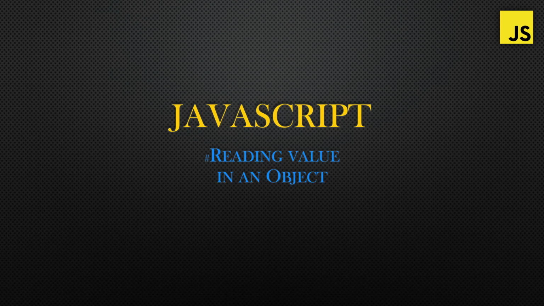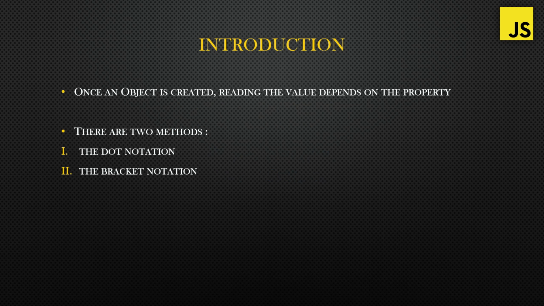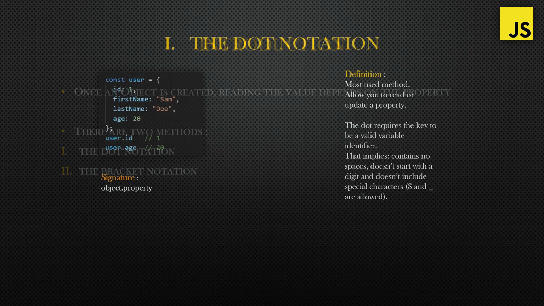I will cover today the topic of reading value in an object. Reading value in an object is important if you work with objects, which is very common in JavaScript. So there are two different methods. There is the dot notation and the bracket notation.